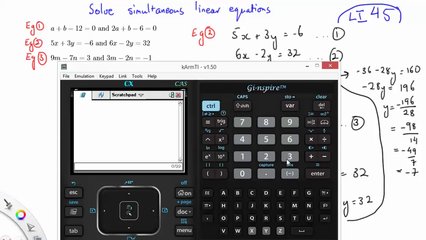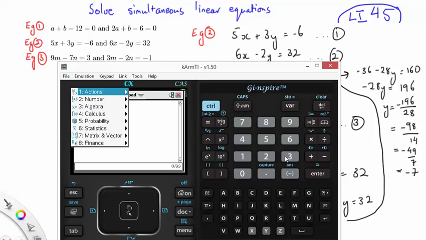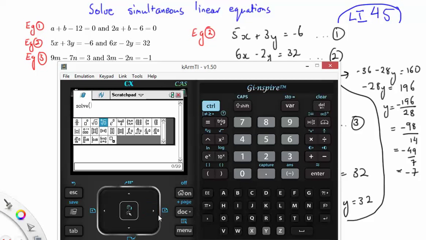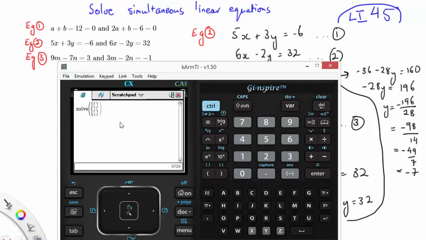Alright, so we need to solve. So menu 3, 1, solve, and we go here, and we get this curly brace, and you write each equation in each box. So 5x plus 3y equals -6, and then 6x minus 2y equals 32, and then you pop off to the right, put a comma, x, comma, y. So put in your variables.